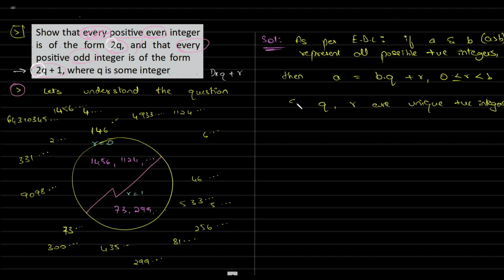Right? Let me write "where", not "and". Where q and p are unique positive integers. This is a statement that you need to write. There are different statements that in the textbook are given in a different way. I have written it in a bit different way, but yes, both are right.